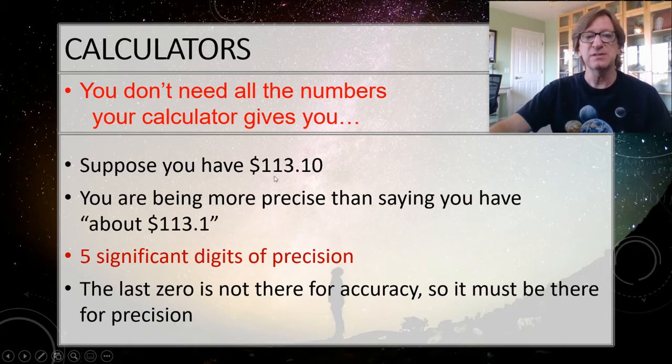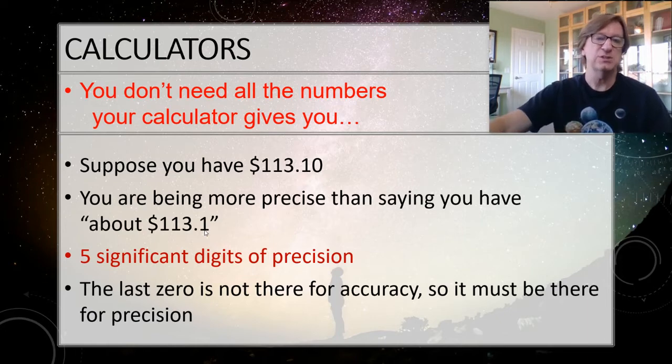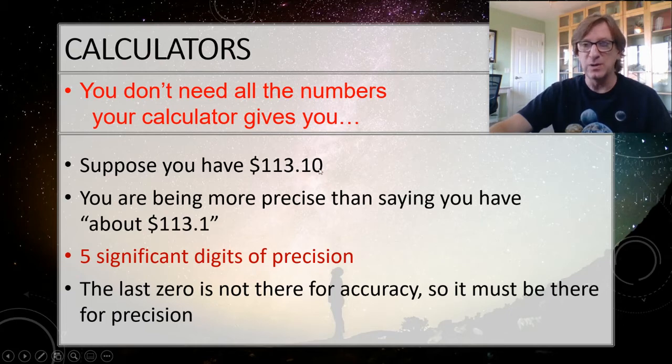So here, this is a case where let's suppose you have $113.10. If you said that you had 113.1, well, that's just 4 significant digits. Do you see why? Pause the video and think about it. So I've got 4 significant digits with that. If I say that I have 113.10, now I've got 5 significant digits.